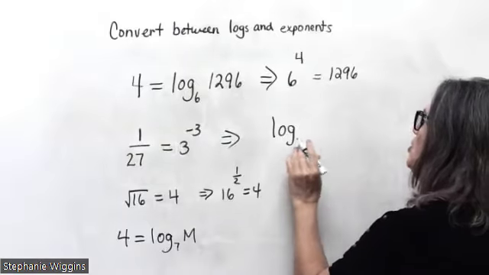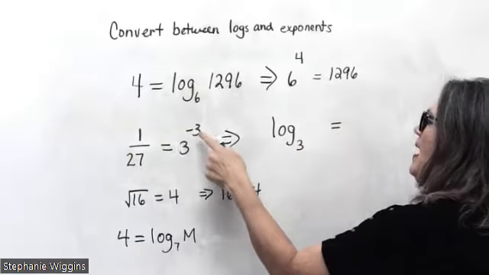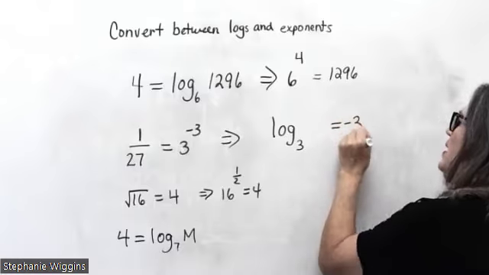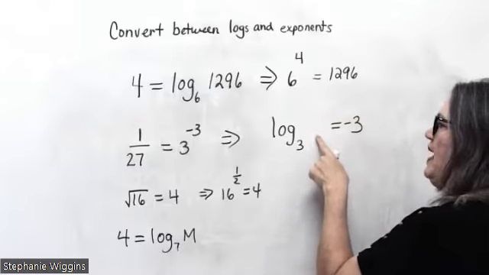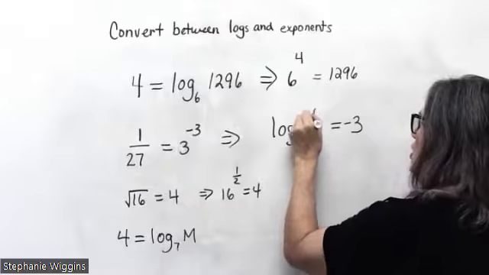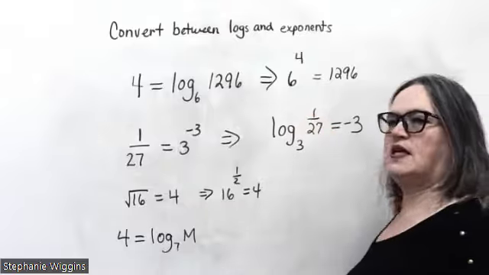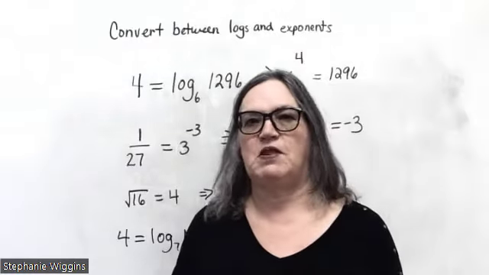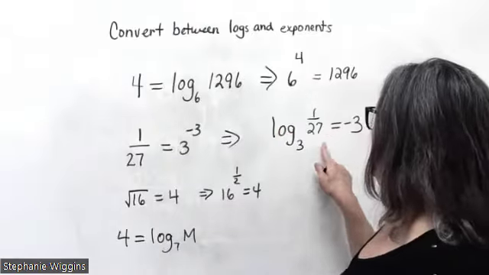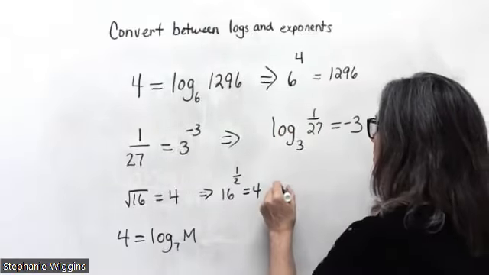And then the log is the exponent. So that's -3. You want to leave yourself some space for the last number, which in this case is 1/27. So you're always going to have 3 numbers and you've got to put them in the right place to get the correct statement that you want.